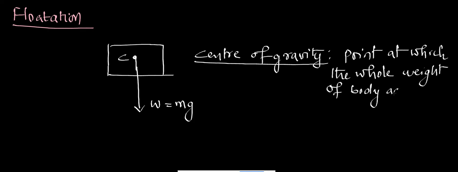Ma'am, can you tell what is center of gravity? See, Gautam, like you have heard about the leaning tower of Pisa, right? It was leaning, but still it is not falling down. Why is it so? Because its whole weight is not acting at the top or at the bottom. It is acting at the center of that leaning tower. That's why it is not falling down.